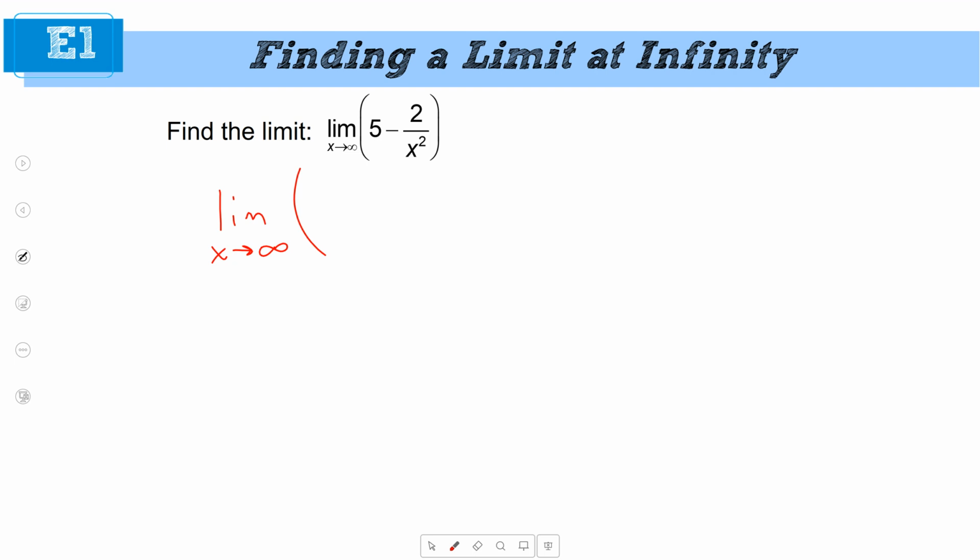Andy, what do you got? 5x squared minus 2 over x squared. Good. All right. What's the degree of the numerator, Andy? 2. What's the degree of the denominator? 2. Therefore, where's the horizontal asymptote? Y equals 5. So therefore, what's the answer to the limit problem? 5. Done.